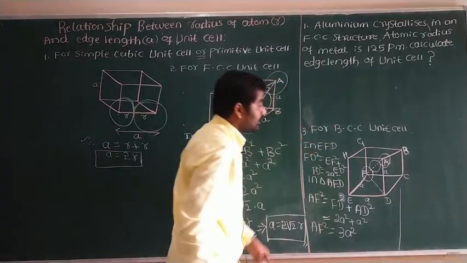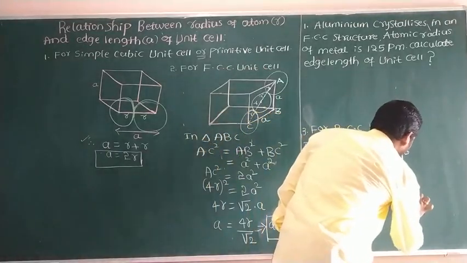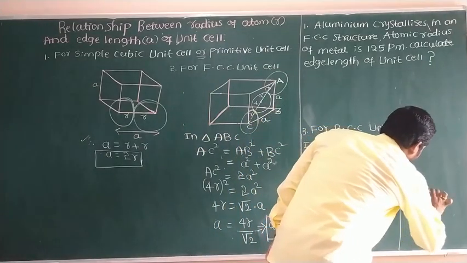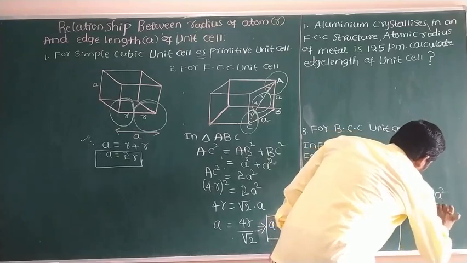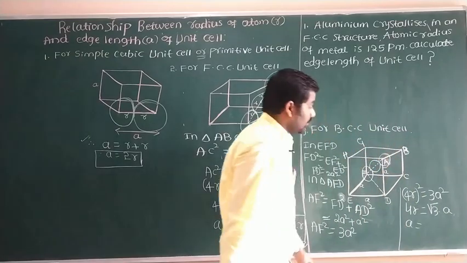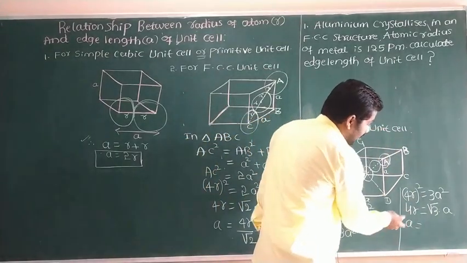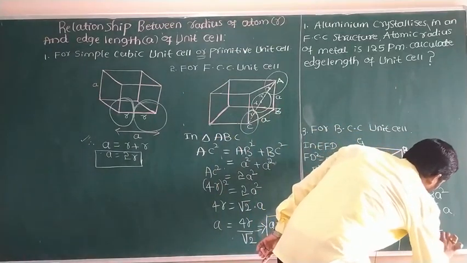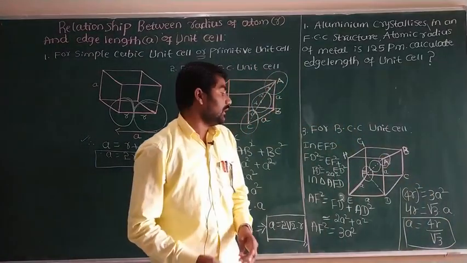What is AF? That is the body diagonal, the value of which equals 4R. Hence AF square, that is 4R square, equals 3A square, or 4R equals root 3 into A. Since we have to derive the relationship between edge length and radius, on rearranging, the value of A equals 4R divided by root 3. Therefore the edge length A equals 4R by root 3.